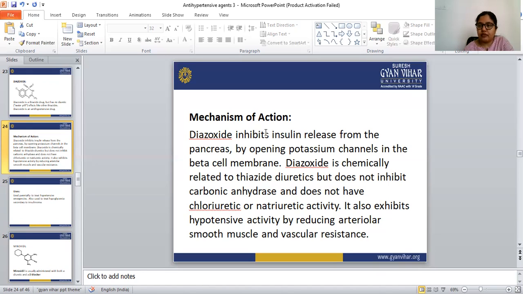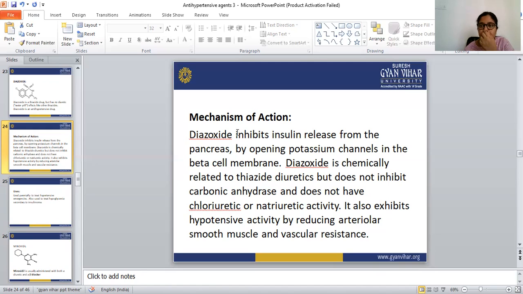This drug is related to the thiazide diuretics, but it doesn't show diuretic activity, because it doesn't have the sulfonamide group at the seventh position and the chloride group at the sixth position. For showing diuretic activity, a sulfonamide group should be present in the structure. So it inhibits insulin release.